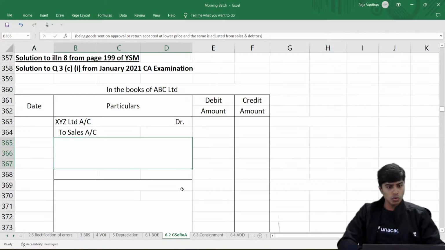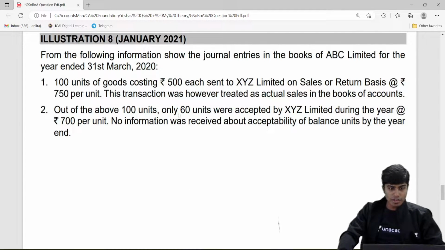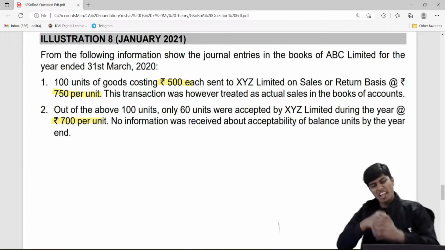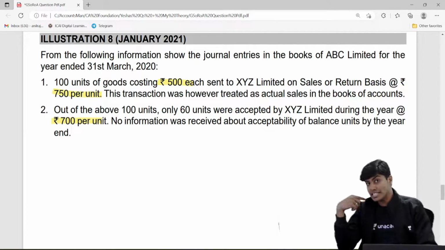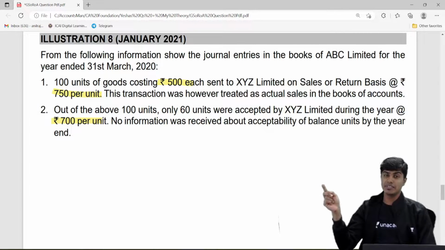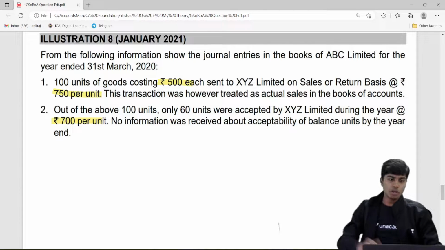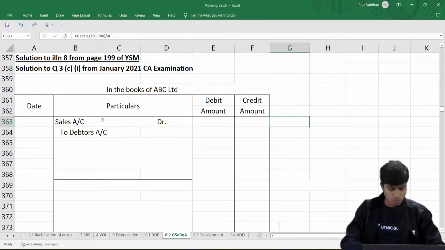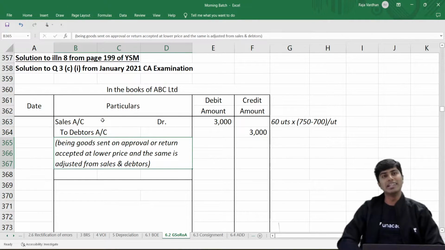Oops, no. I read it wrong. So these were at the cost of 500. The selling price we have recorded is 750. They have been accepted at 700. I forgot, I should have underlined. 750 is the price at which we have recorded it first. Now they are accepting at 700. So the selling price is decreased from 750 to 700. So 50 rupees decrease for how many units? For 60 units. So I'll do 60 units into 750 minus 700. That is 3000 rupees will decrease the selling price.